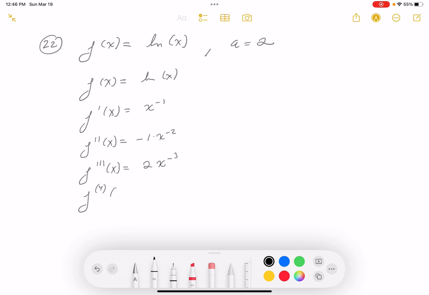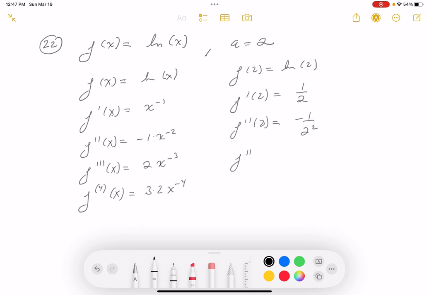The fourth derivative is going to be 3 times 2 x to the minus 4. Let's evaluate. f(2) is the natural log of 2. f'(2), I can write it as 1/2. f''(2), I'm going to write it down as minus 1 over 2 squared. f'''(2) is going to be 2 over 2 cubed. It's best not to simplify until you see a pattern. The fourth derivative at 2 is going to be 3 times 2, which is 3 factorial, over 2 to the fourth.